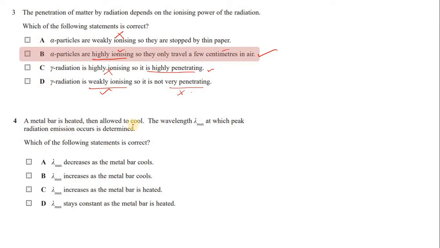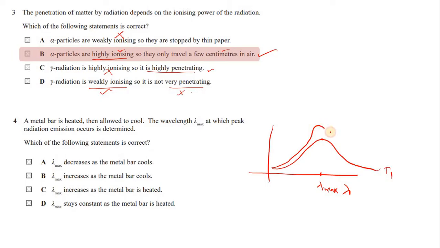A metal bar is heated then allowed to cool. The wavelength lambda max at which peak radiation emission occurs is determined. Which of the following statements is correct? Lambda max decreases as the metal bar cools. No, this is all about the black body curve. This is the wavelength axis, and you have a curve that increases, and this is the value of lambda 1 max at temperature T1. If you increase the temperature of the same body to some higher temperature, the black body curve follows this shape, something like this, and this is the peak value at temperature T2.